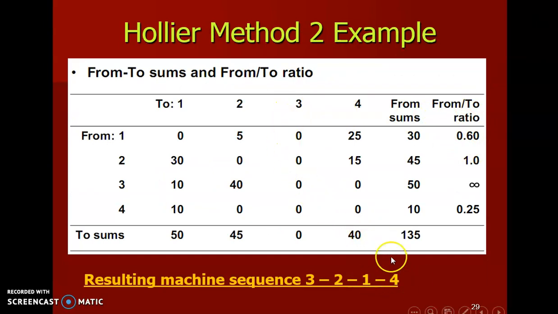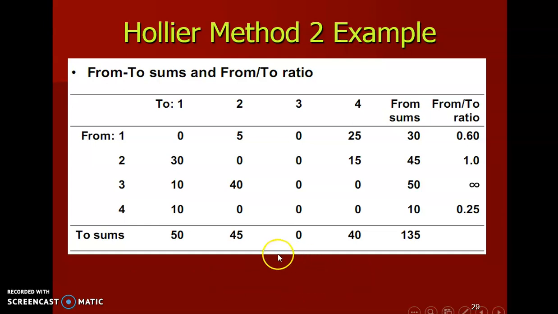and machine number 4. Once done with the from and to sums, machine number 1 has the maximum value of from by to ratio and machine number 4 has the minimum value of from by to ratio. So therefore the sequence of machines is 3, 2, 1, 4.